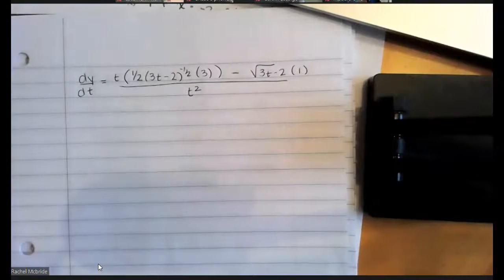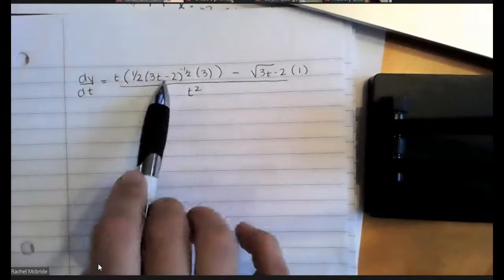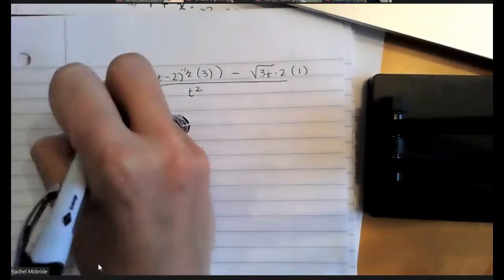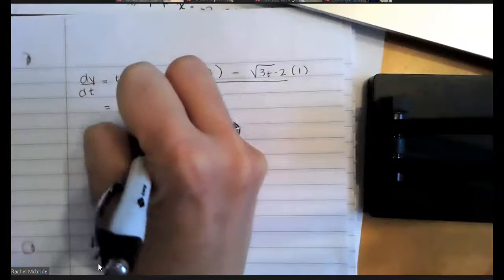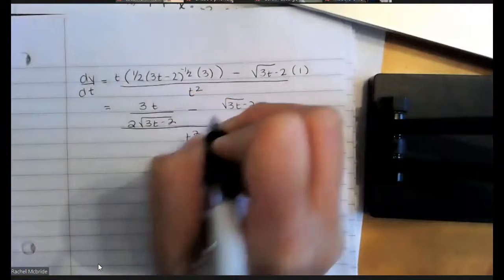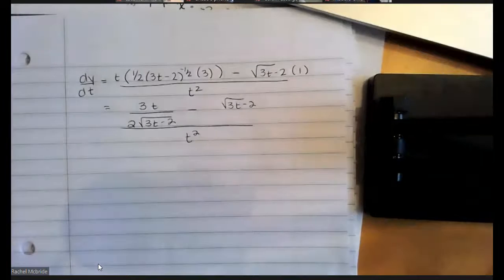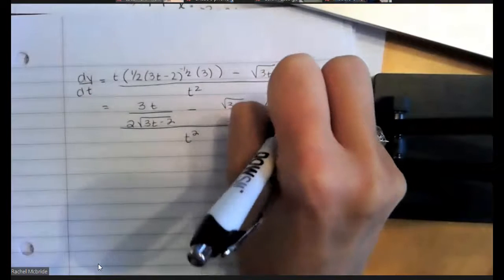Now, the problem with what we currently have is that we have a square root that's to the negative, so it's going to drop that square root down. So this simplifies to 3t over 2 square roots of 3t minus 2, minus the square root of 3t minus 2, all over t squared. So what we have to do is get a common denominator. So I'm going to multiply by 2 square roots of 3t minus 2.